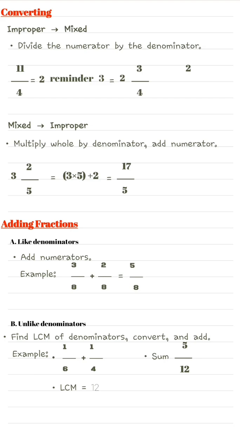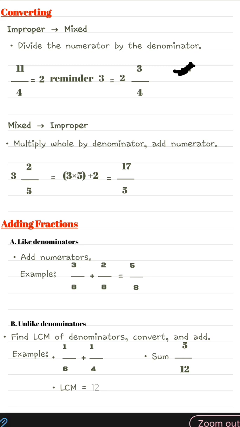Example, convert 11/4 to a mixed number. 11 divided by 4 is 2, with a remainder of 3. The whole number is 2. The remainder, 3, is the new numerator. The denominator stays 4. Result, 11/4 equals 2 and 3/4.